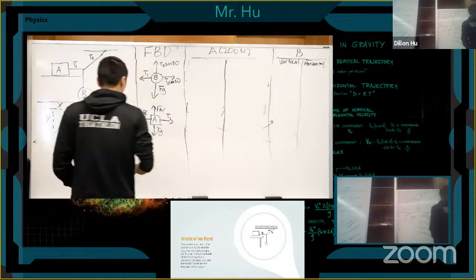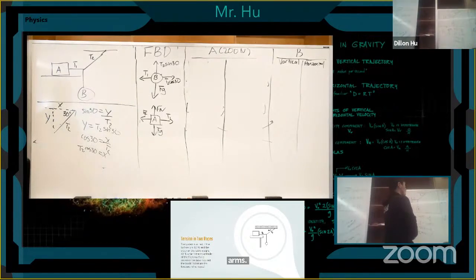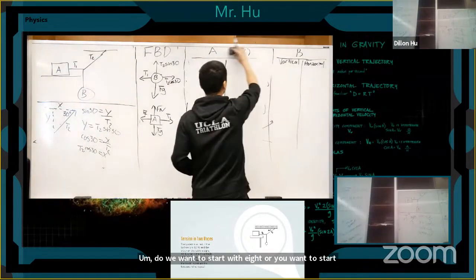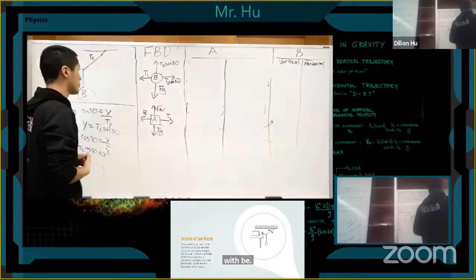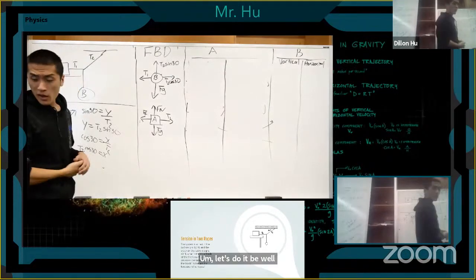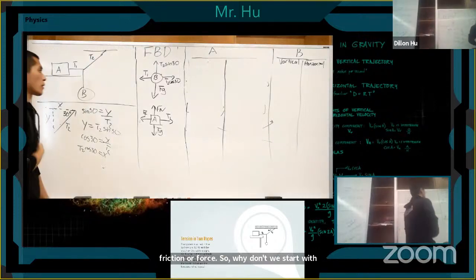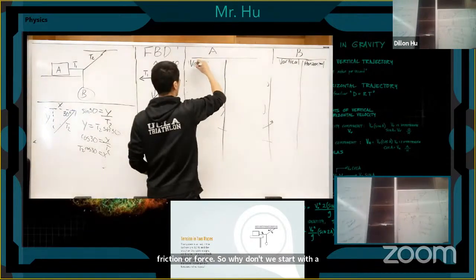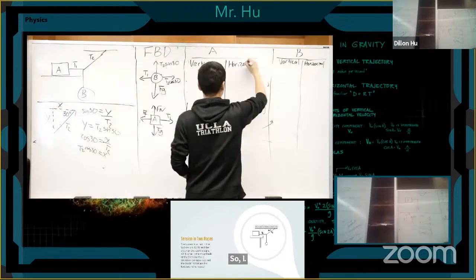Okay, so now that we have two free body diagrams here, we can solve the problem. Do we want to start with A or with B? Well, we want to solve for the frictional force, so why don't we start with A?